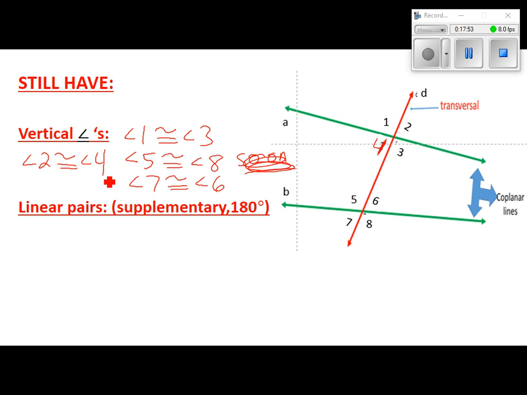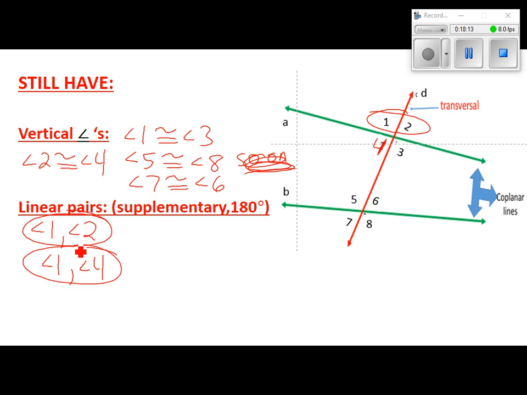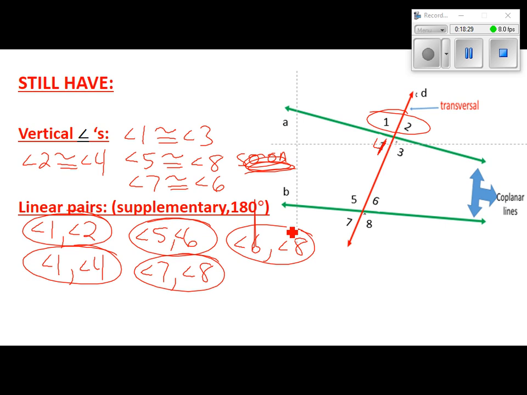Supplementary angles, ones that make a linear pair together. I'm not going to name all these because there's a whole bunch of them. But angle 1 and angle 2 have to add up to 180. They're a linear pair. Angle 1 and angle 4 are a linear pair. Angle 5 and angle 6, oops, forgot my angle symbol, are a linear pair. Angle 7 and angle 8 are a linear pair. Angle 6 and angle 8 are a linear pair. So on, so on. All of these, remember, have to add up to 180. So we still know all of that about this picture before we start learning any of the new stuff.